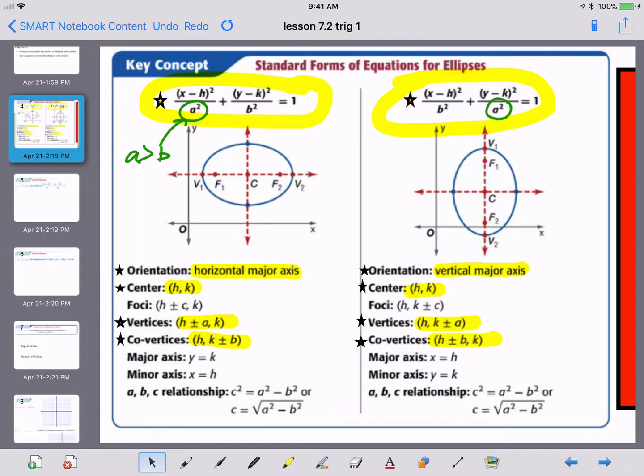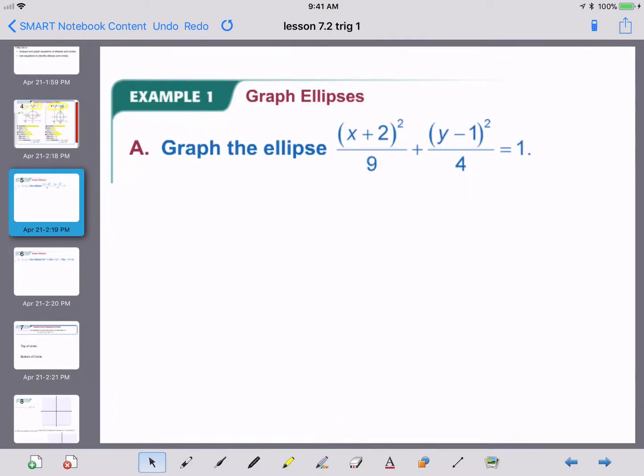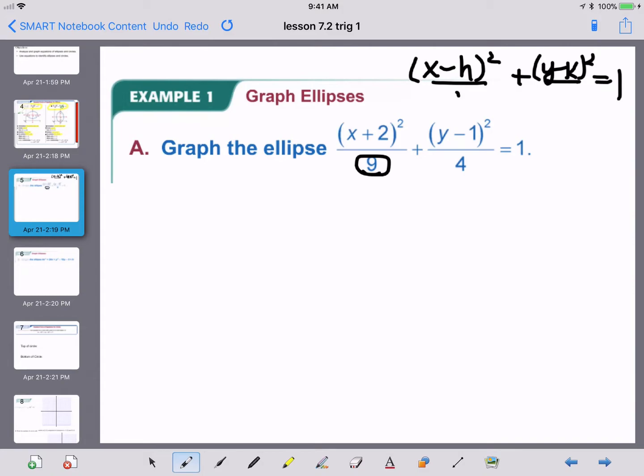So let's look at an example. In this example, let's think about why we know it's an ellipse. So we've got our x minus h squared plus our y minus k squared equals 1. Our larger value is under the x, so I'll call that a, and I'll call that b, and it's a squared and b squared. So the first thing we want to find is our vertex.